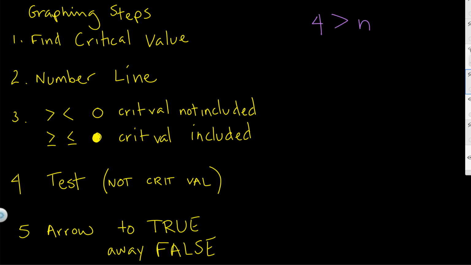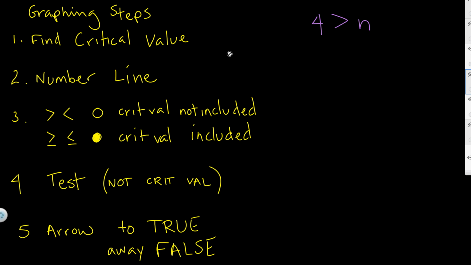So 4 is greater than n. Now I know some of you might have been taught to draw the arrow in the direction of the inequality sign. The only problem with that is it only works if the variable is first. Following it with this method, it doesn't matter where your variable is. So you don't have to turn this around so that the n comes first.